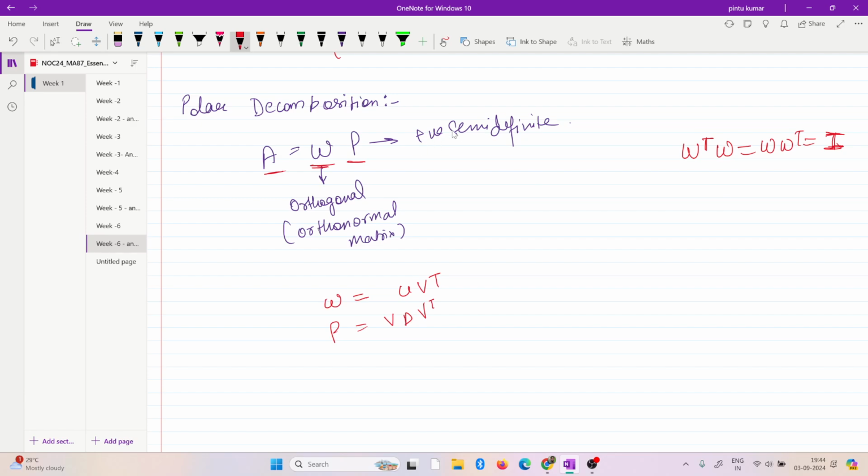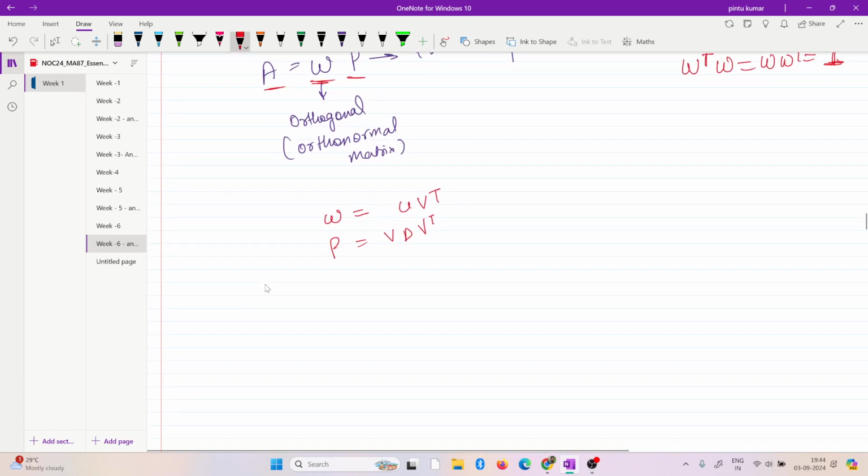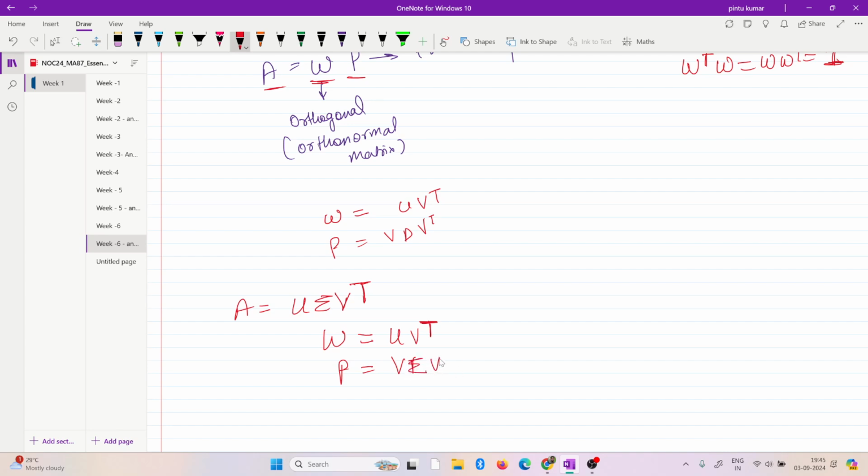Okay. Now, how can you calculate it? Let's say you calculated the singular value decomposition of a matrix A, right? Then from here you can calculate your W as U V transpose, right? And you can calculate your P as V sigma V transpose. Okay.